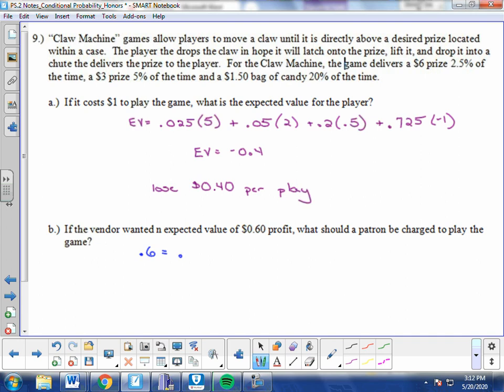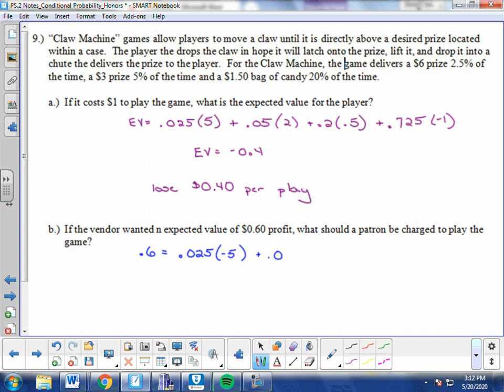The 2.5% chance of getting a $6 prize, from the vendor's perspective, I'm actually losing $5 here. They put a dollar in there, but I'm giving away a $6 prize. So from the vendor's perspective, I'm losing $5. This would be a negative 5. So perspective is important here.